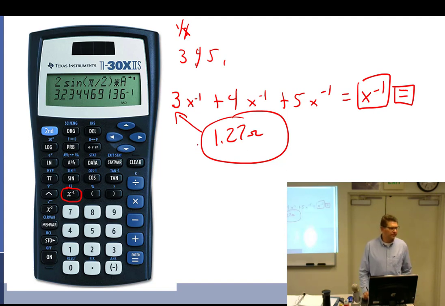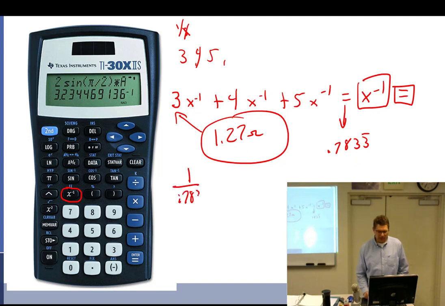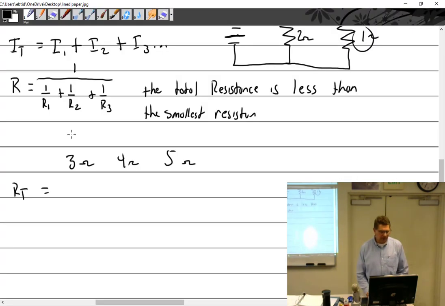Wait, I think I got mine wrong. So I'm going to do it a little bit slower this time. 3x minus 1 plus 4x minus 1 plus 5x minus 1 equals. When I hit that equals right here, it's going to say 0.7833 repeating. Okay? But that's not the right answer. What I really want is 1 divided by 0.7833.